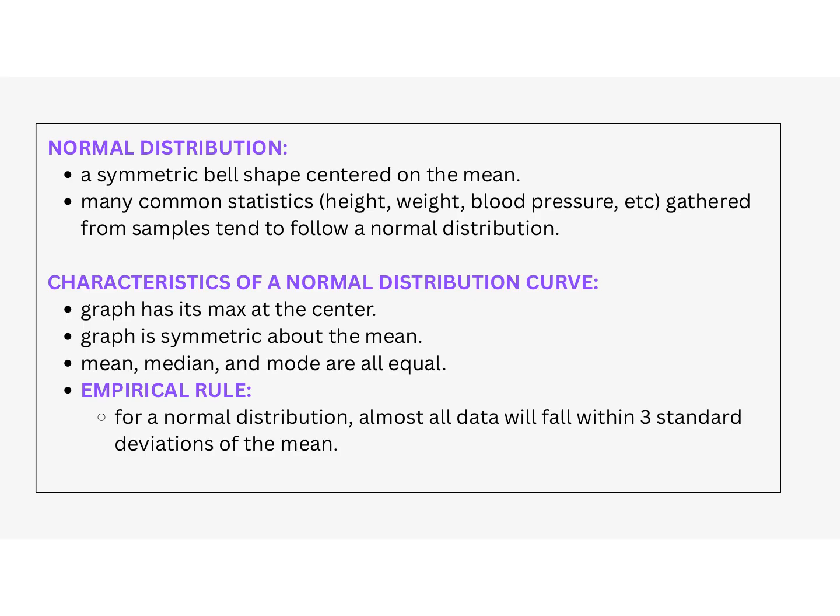It's a symmetric bell shape which is centered about the mean, and many common statistics, height, weight, blood pressure, etc., gathered from samples tend to follow a normal distribution. So what are some characteristics of this curve? And I'll show you an example of what it looks like. The graph has its maximum at the center. It's symmetric about the mean, and the mean, median, and mode are all equal in the normal distribution. The empirical rule says that for a normal distribution, almost all data will fall within 3 standard deviations of the mean.